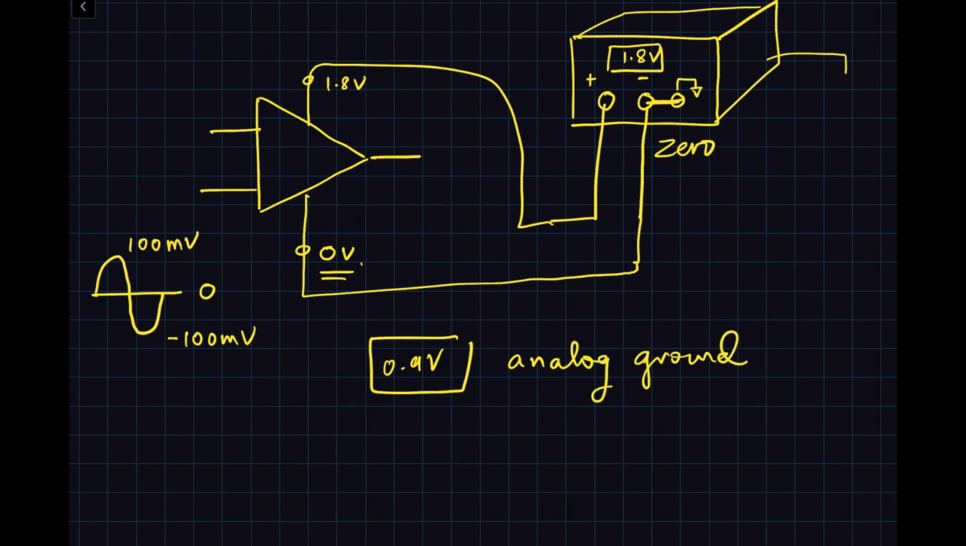Analog ground, also called AC ground, is the level around which the signal moves up and down. You can put 0 volts here and 1.8 volts here, and whatever signals we apply at the input and see at the output will be referenced to this 0.9 volts. We call that 0.9 volts our reference, the analog ground or AC ground.